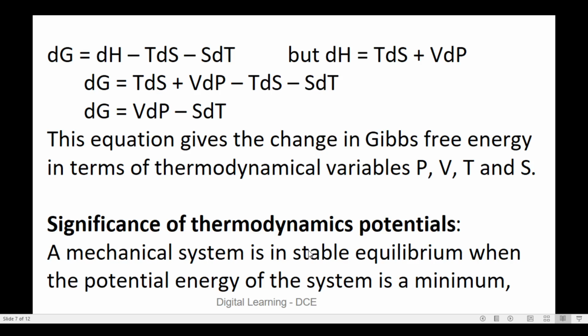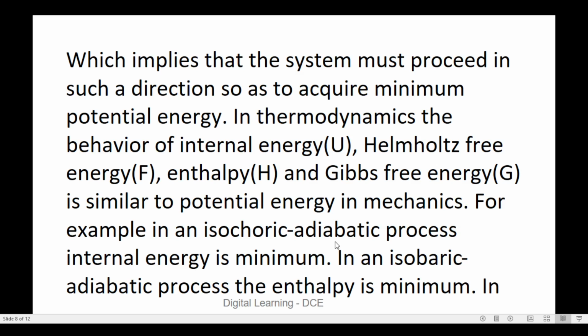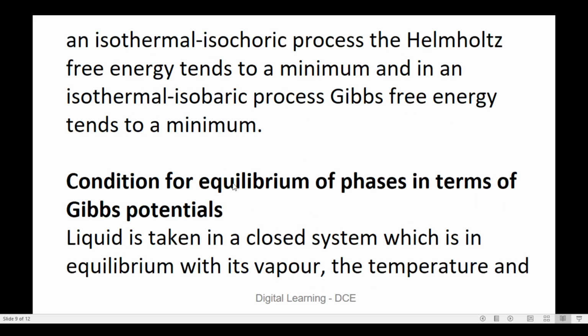So next, any mechanical system will be in stable equilibrium only when the potential energy of the system is minimum. This implies that the system must proceed in such a direction so as to acquire minimum potential energy. So similarly in thermodynamics, the behavior of internal energy, Helmholtz free energy, enthalpy and Gibbs free energy is similar to potential energy in mechanics. For example, in an isochoric adiabatic process, internal energy is minimum. Similarly, in case of isobaric adiabatic process, the enthalpy is minimum. In the same way, in case of isothermal isochoric process, the Helmholtz free energy tends to minimum, and in an isothermal isobaric process, Gibbs free energy tends to a minimum.